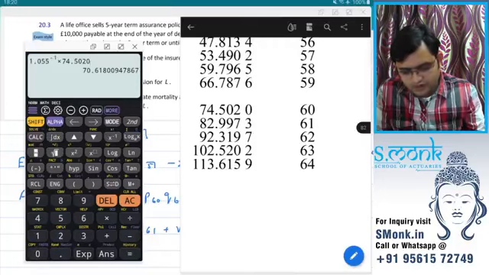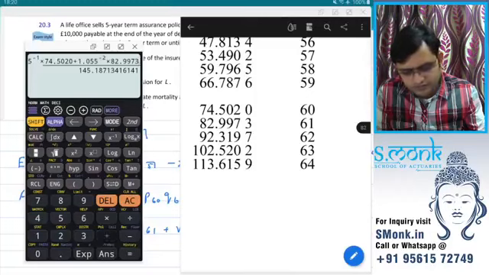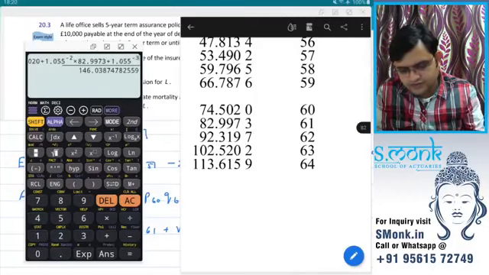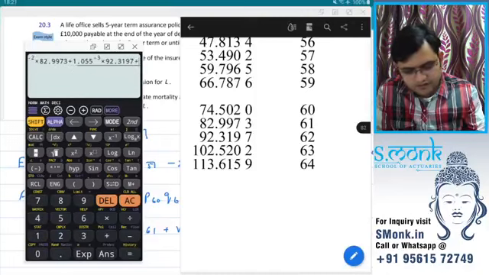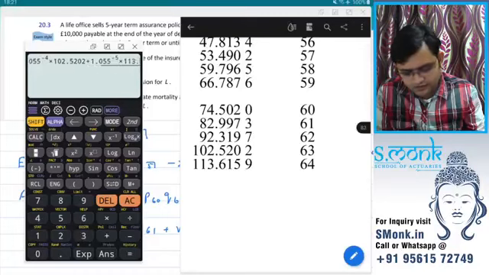74.5020 plus 1.055 raised to minus 2 into 82.9973 plus raised to minus 3 into 92.317 plus raised to minus 4 into, raised to minus 5 into 113.615.